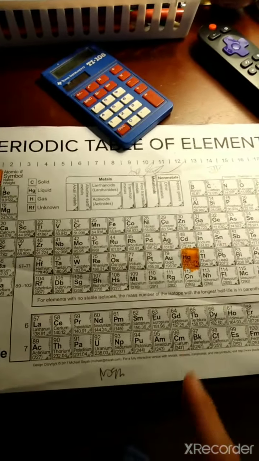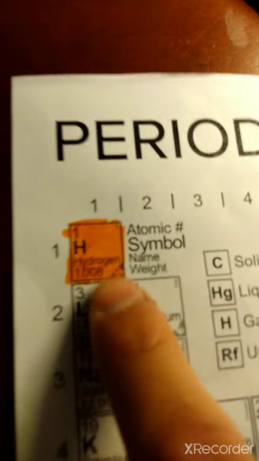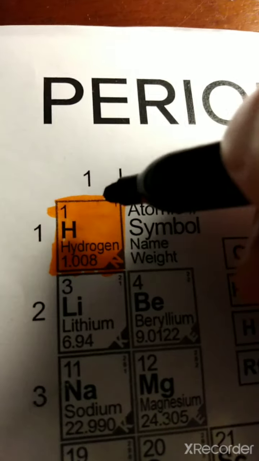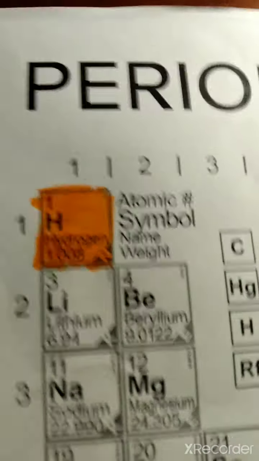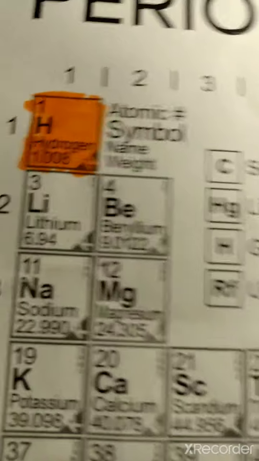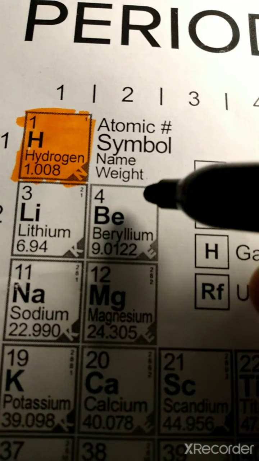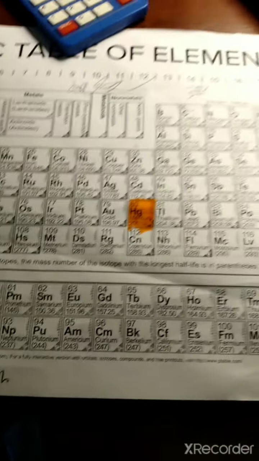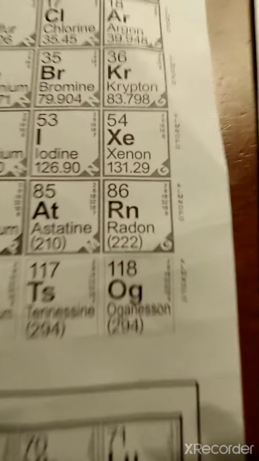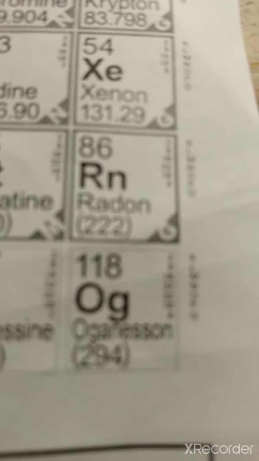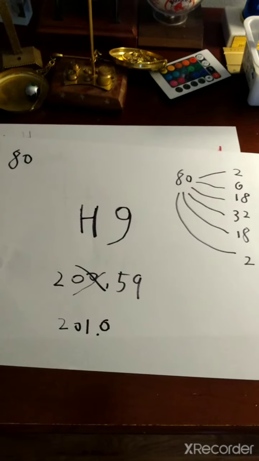On the periodic table, each element is actually in order by how many protons they have in them. Hydrogen, 1 proton. Helium, 2 protons. Lithium, 3 protons. Beryllium, 4 protons. And so on. The highest is 118 protons. So let's do the math.